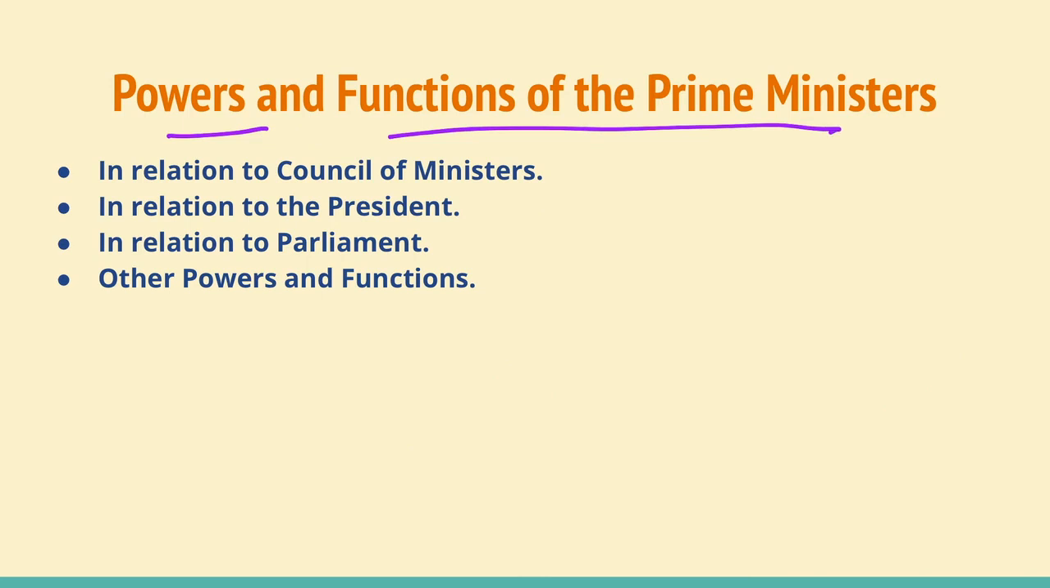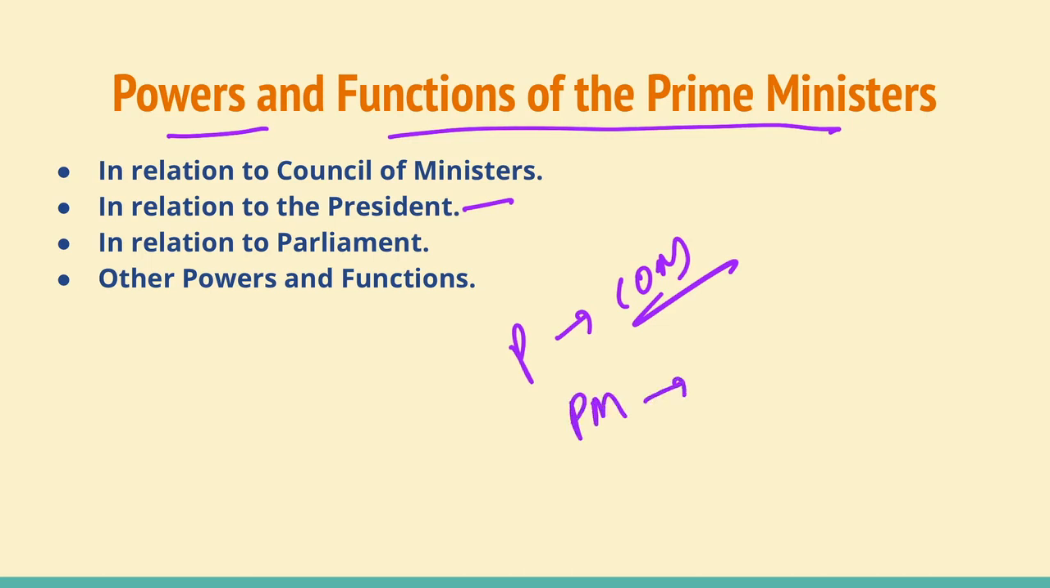Powers and functions of the Prime Minister in relation to the President. A Prime Minister is said to be a channel of communication between the President and the Council of Ministers. It is the duty of the Prime Minister to communicate to the President the decisions of the Council of Ministers that may be related to administration or to a proposal for legislation.